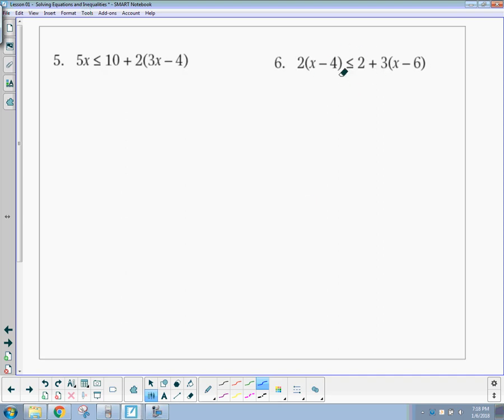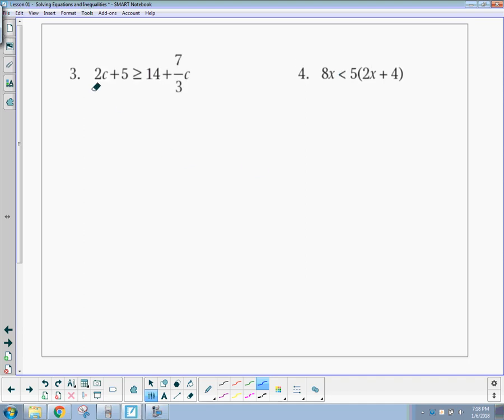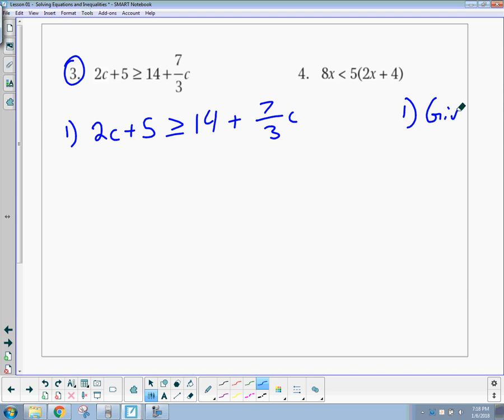So number 3. Again, I'm going to rewrite it in this empty space. So 2c plus 5 greater than or equal to 14 plus 7 over 3c. And again, that's given. Okay, and again, if you want to do 4, you can do it on your own, but I'm going to work on number 3. So, like I said, I don't want to deal with denominators. Let's take care of it. In order to take care of the denominator, we need to multiply everything by 3.